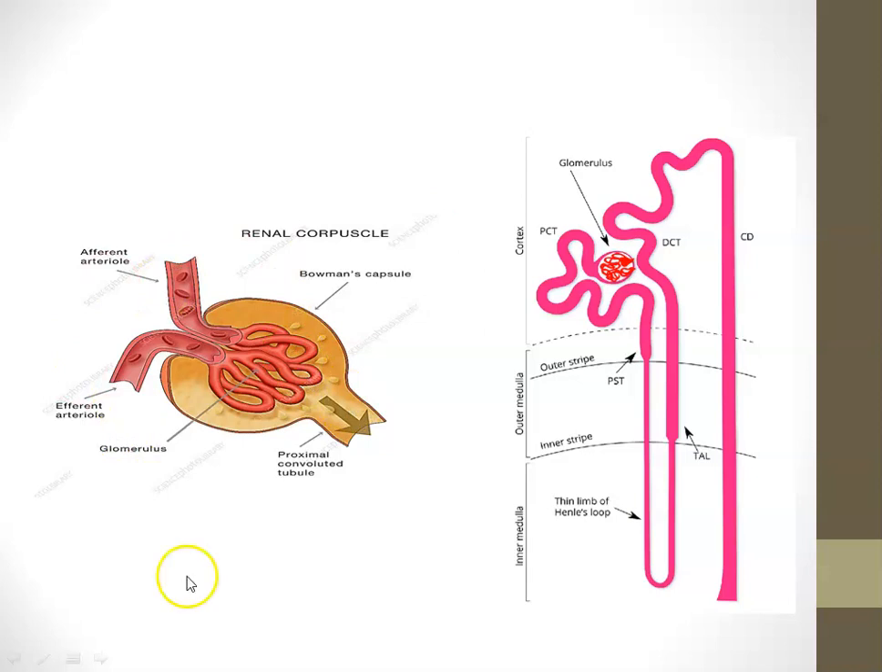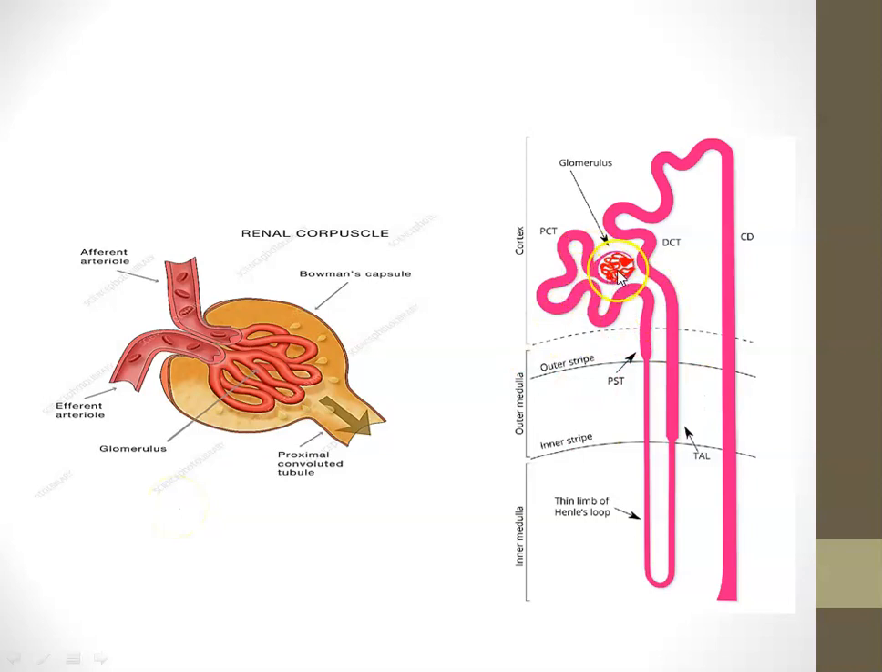Now see the renal corpuscle. So this is the glomerulus, which the blood enters through the afferent arteriole. This blood gets filtered in the Bowman's capsule. After filtration, this blood passes through the efferent arteriole. This is the structure of the renal corpuscle.